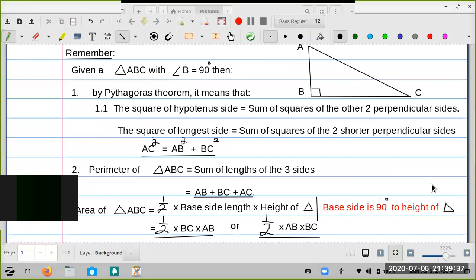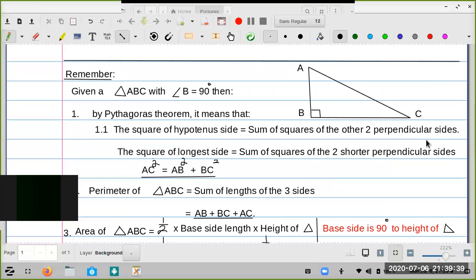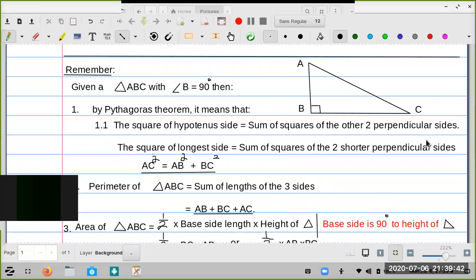This is from the previous lesson, right? So I've just written here, remember, on the top left-hand side corner. Or please note that if we are given a triangle ABC with angle B equals 90 degrees, then, right? So this is the triangle that we are given. We're just using it for explanation purposes. So this is the triangle on the top right-hand corner of my screen.